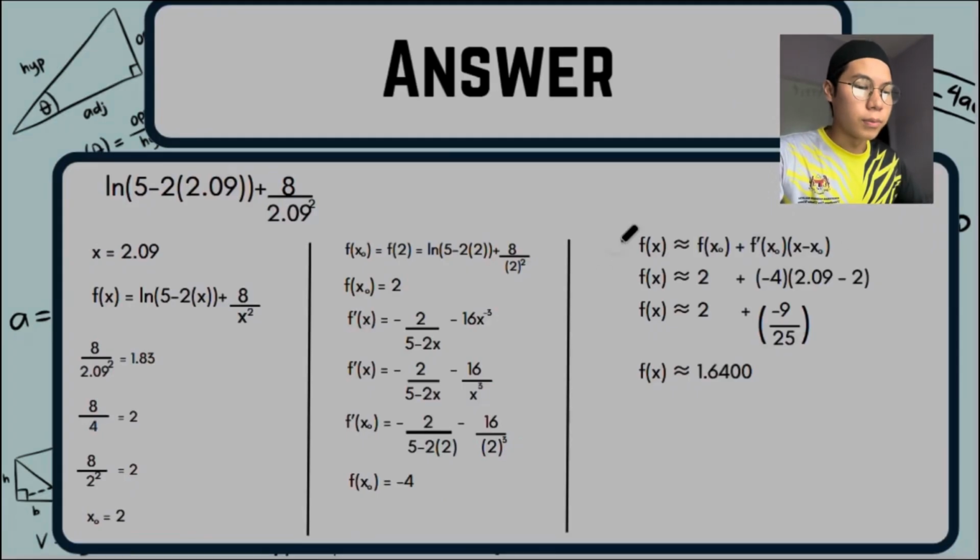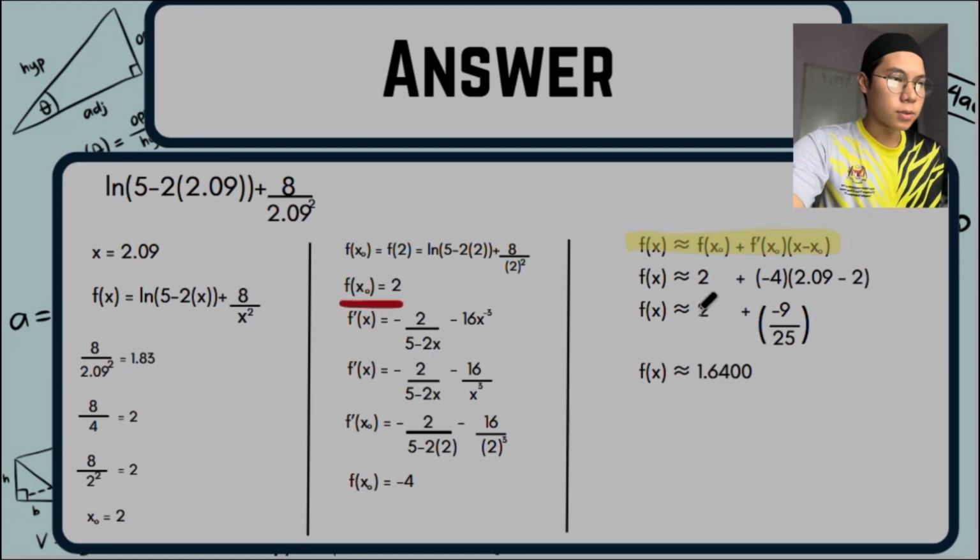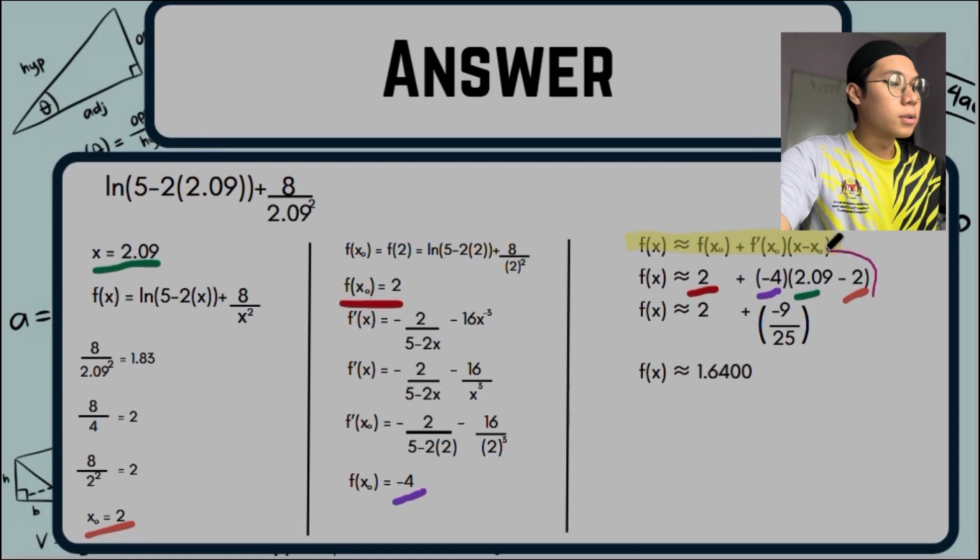And to complete this question, we will use the formula f(x) is estimated to be f(x naught) added with f prime of x naught multiplied with x subtract x naught. So let's get the f(x naught), which is 2, and then the f prime of x naught, which is negative 4, and then the x, which is 2.09, subtracted with x naught, which is 2. Let's complete the bracket first. So 2.09 minus 2, we will get 0.09. 0.09 multiplied with negative 4, and we will get negative 9/25. And then finally 2 plus negative 9/25, and we will get the final answer.